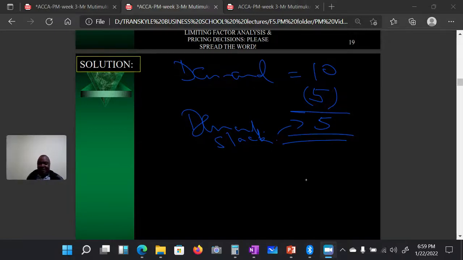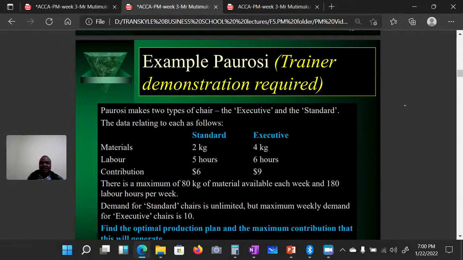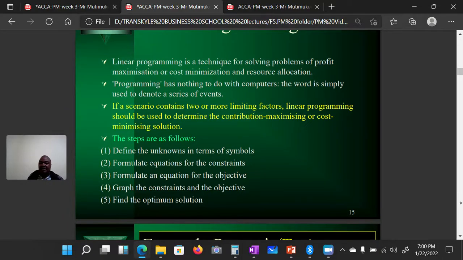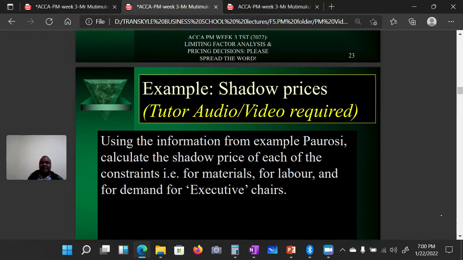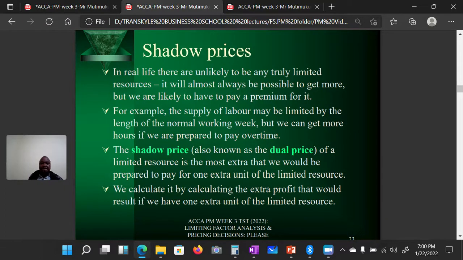Welcome back, ladies and gentlemen, to this last segment on our linear programming question, and we're now going to tackle issues to do with the dual prices or the shadow prices. If you go back to your notes, you can see that shadow prices were explained. Just go a bit forward in your notes.